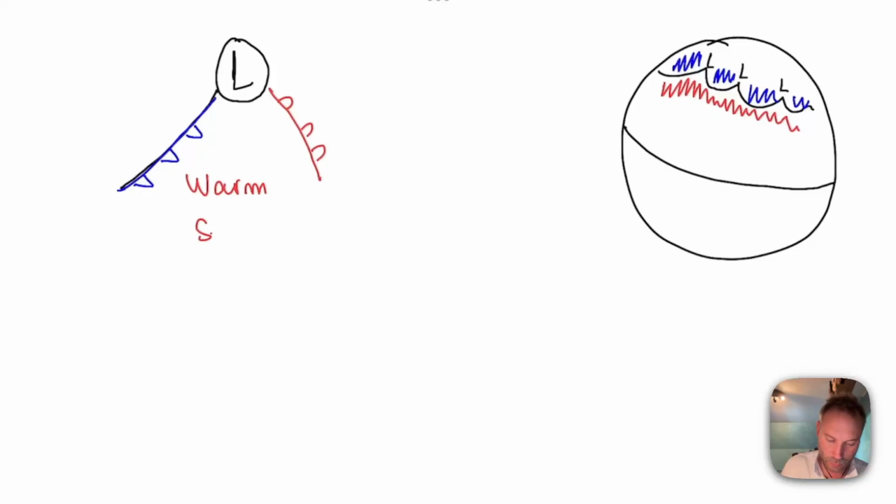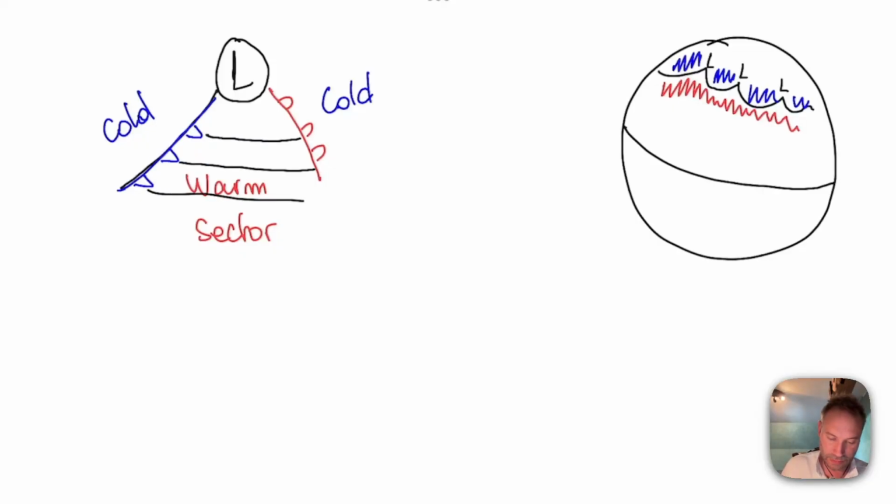This is called the warm sector. This air here is cold, and this one is cold as well, in front of the warm front. So plenty of things happen when we have fronts like that. We have the isobars that are like that, like that, like that.